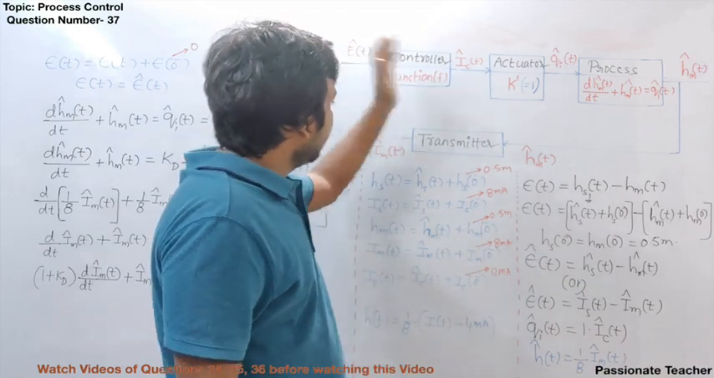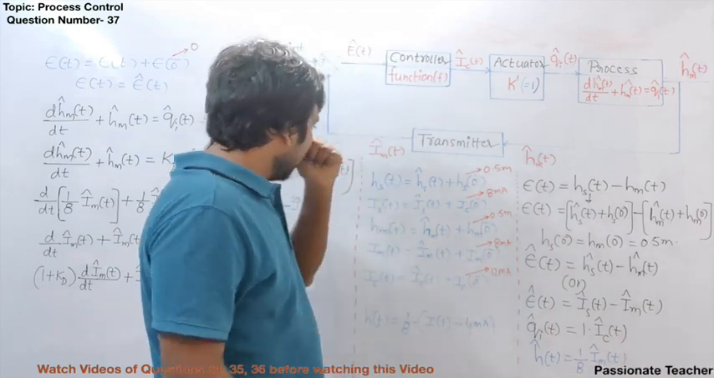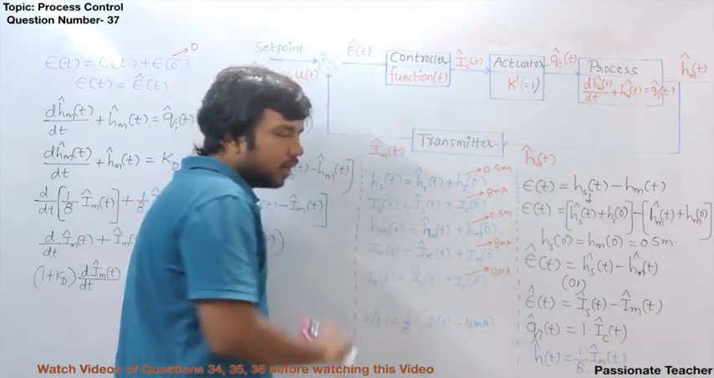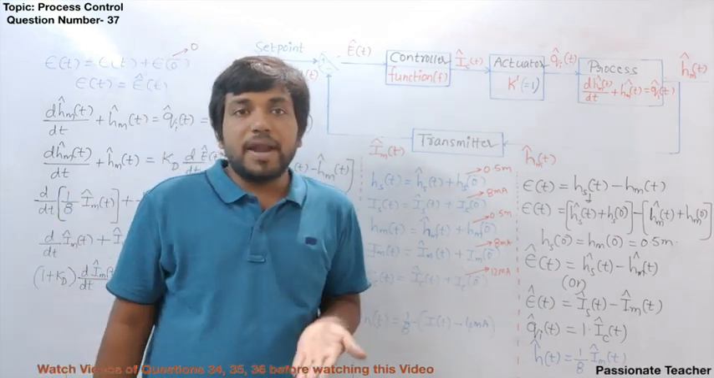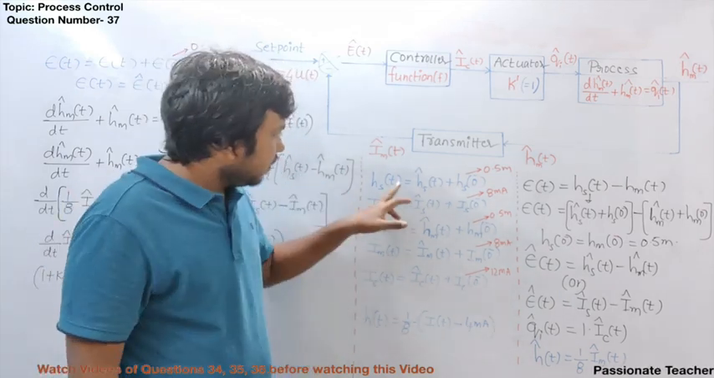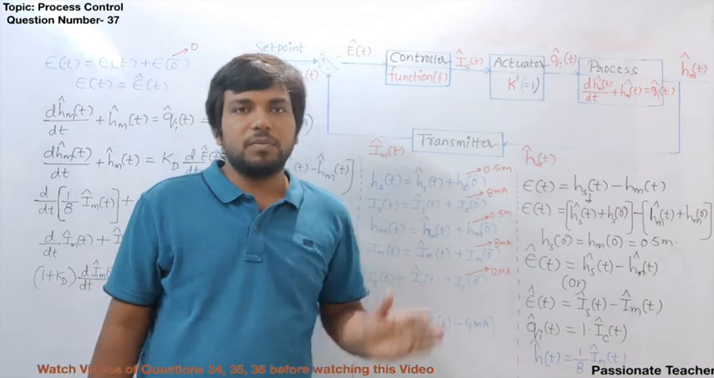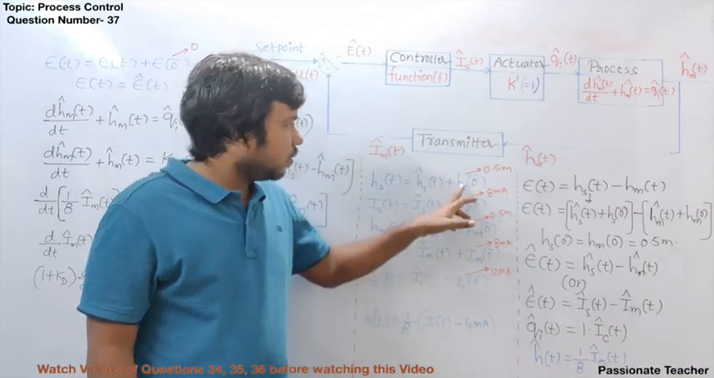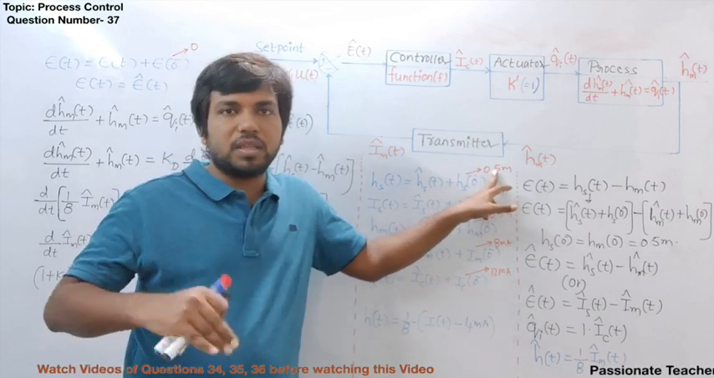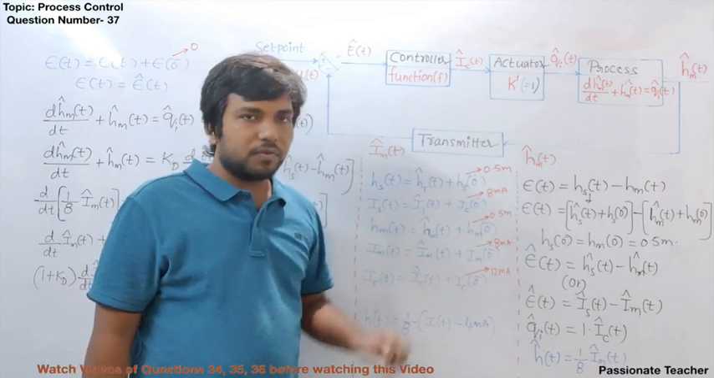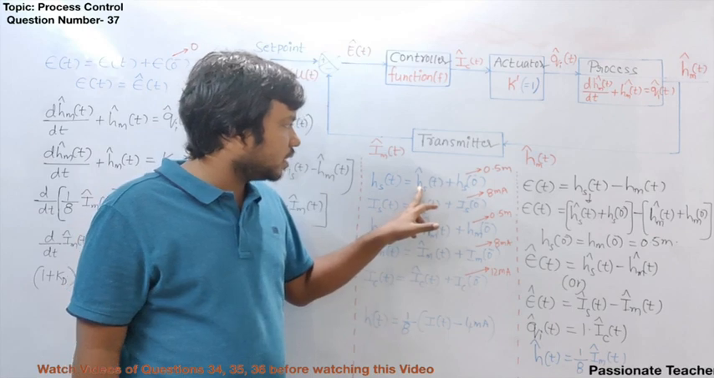Now, let me quickly say what variables we used here. Hs of t is nothing but the desired water level with respect to time. That is equal to Hs cap of t plus Hs of 0 minus, where 0 minus means initial condition. So the initial value of the water level before we change the set point is 0.5 meter. Altogether, this is a deviation in the set point.